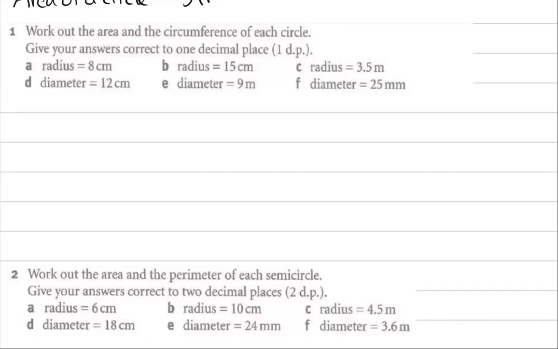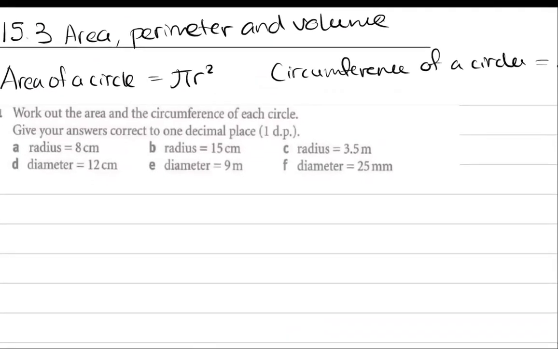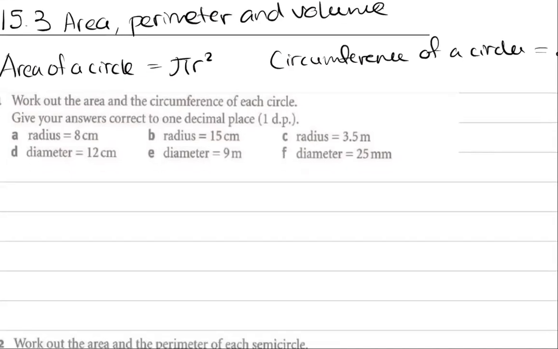So let's look at this part here where we're looking at 15.3 area, perimeter, and volume. For Coursebook 9, number 1, work out the area and the circumference of each circle. Give your answer to the correct one decimal place. So we need to work out the area and the circumference. By reading the questions, we need to identify what we need to do, area and circumference.